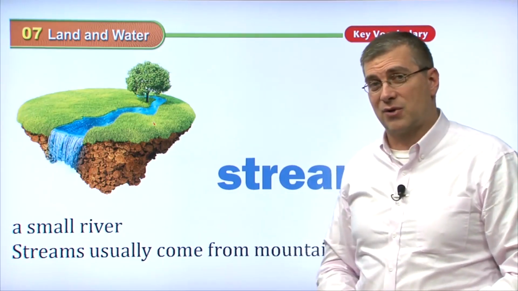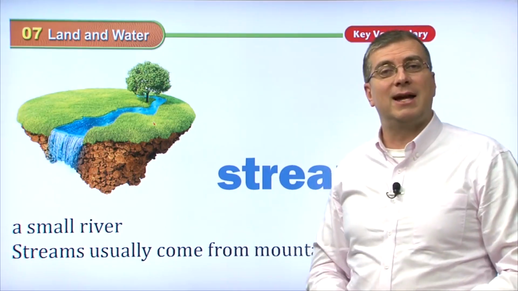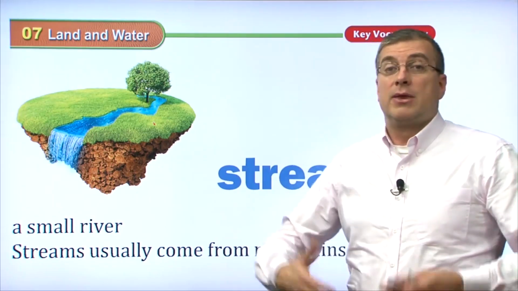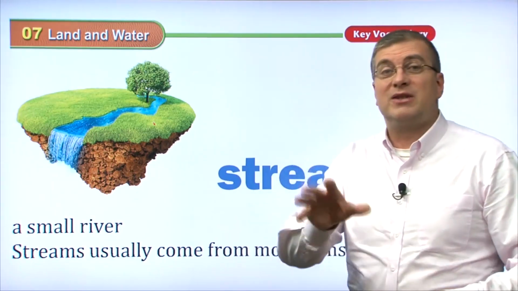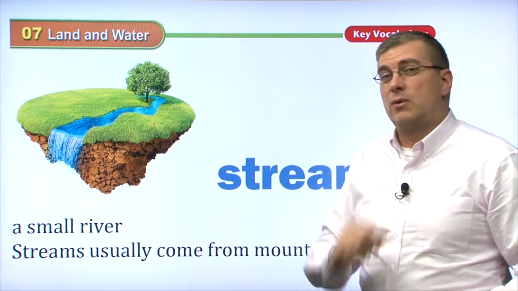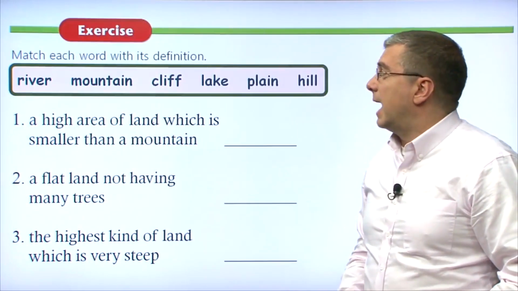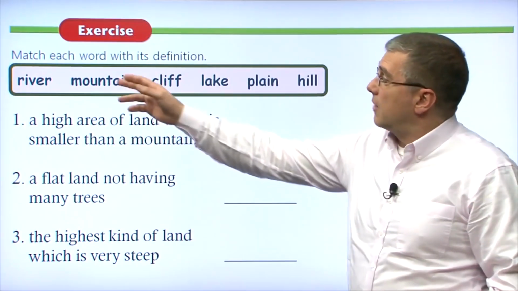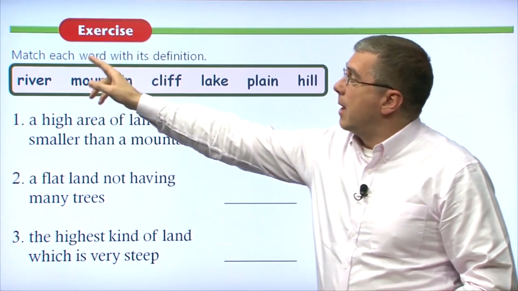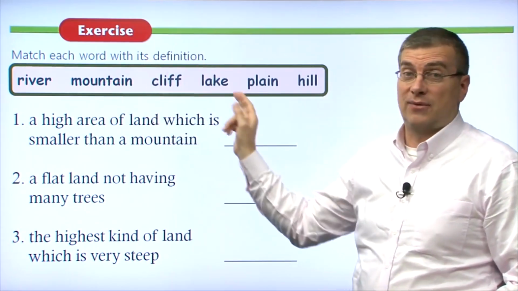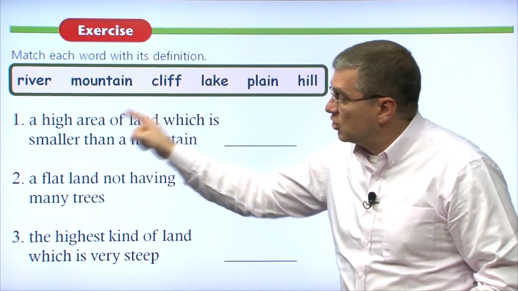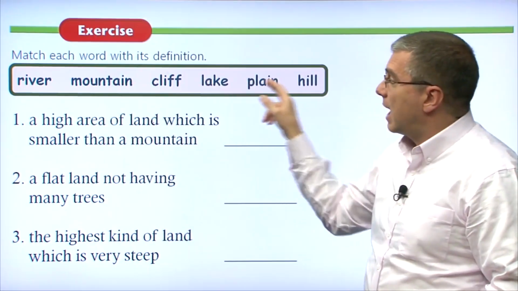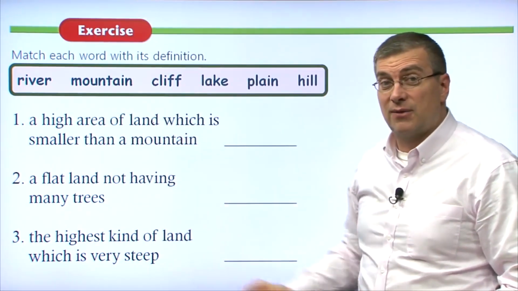Okay, so we've learned a lot of good words about features of the land, some ways to describe the land, and how do we describe these different features. Well, now that we've learned these words, let's move on and do a little bit of review with some exercises. We have our words here. What we need to do is match each word with its definition. So these will be definitions, and these are the words that we have to match to these different definitions.